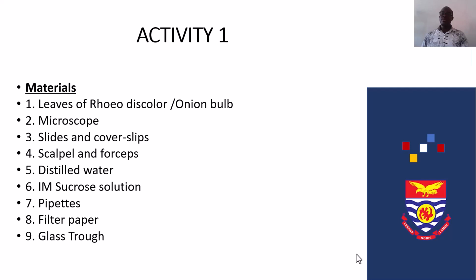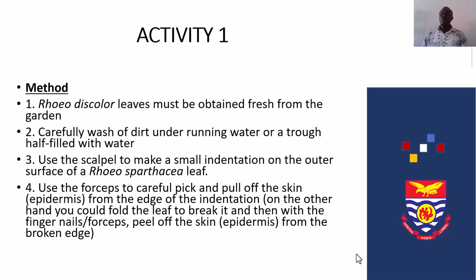For the activity, you have materials: leaves of Rhoeo discolor or onion bulb, a microscope, slides and cover slip, scalpel and forceps, distilled water, 1 molar sucrose solution, pipettes, filter paper, and a glass straw. The method is that Rhoeo discolor leaves must be obtained fresh from the garden. Carefully wash off dirt under running water or a trough half filled with water.